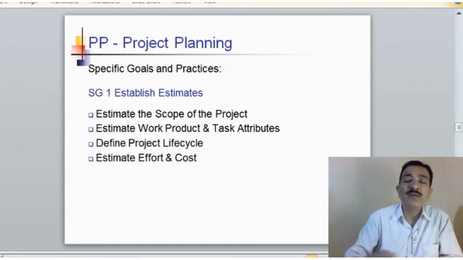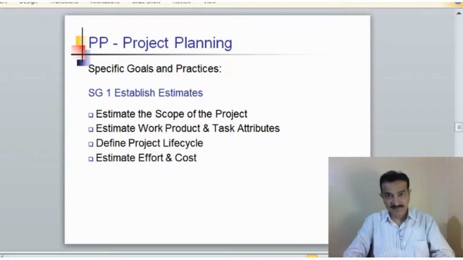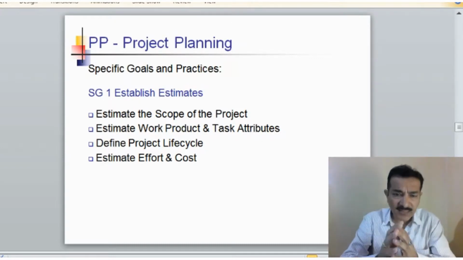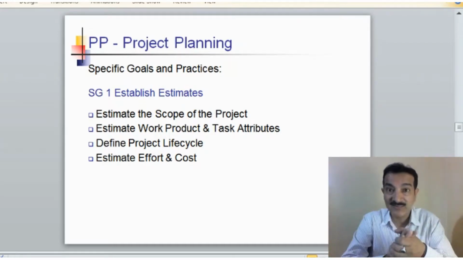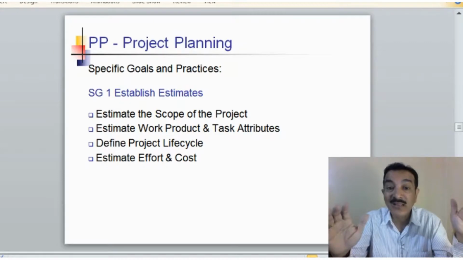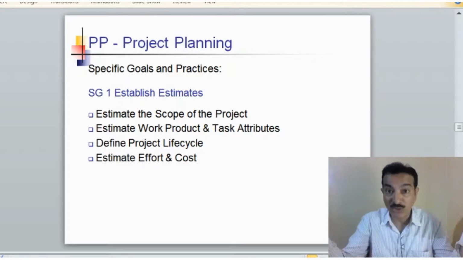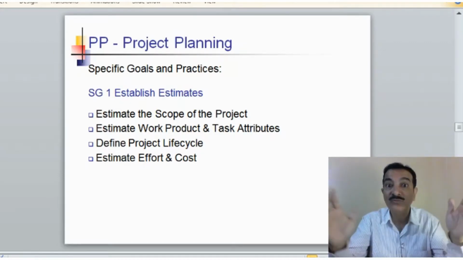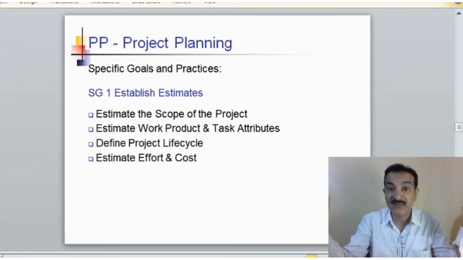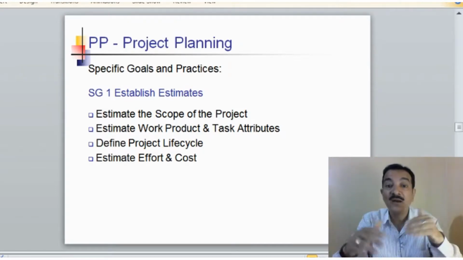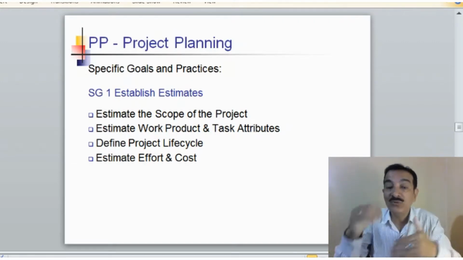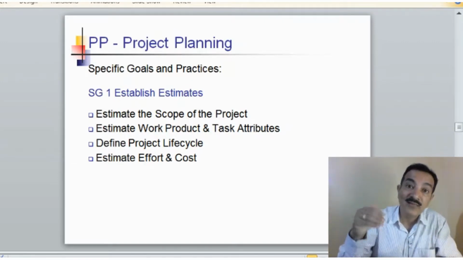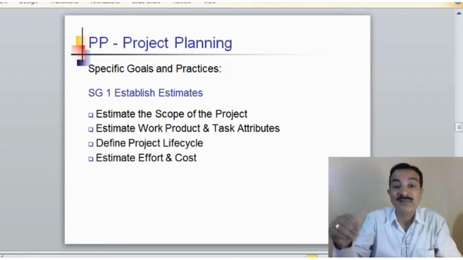Now let's look at project planning. At project planning, the first thing that you would do is establish the estimates. You want to estimate the scope of the project. You want to know how big the project is basically. So you break down the work product into the WBS, and you estimate the scope of the project.